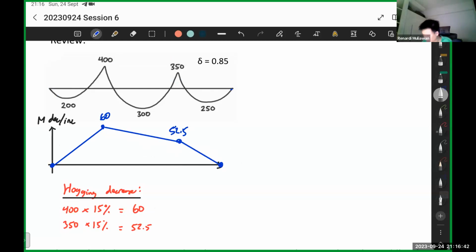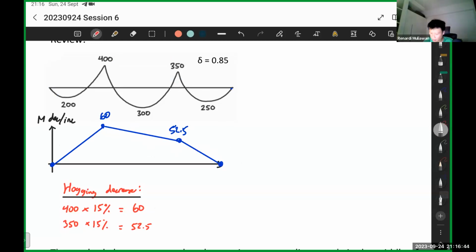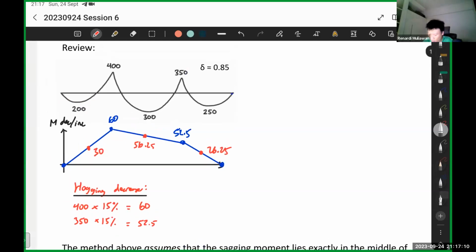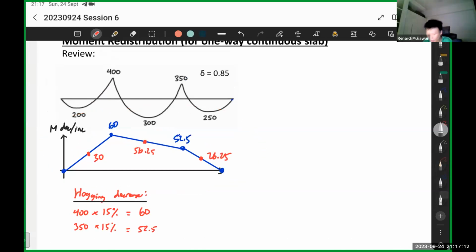Right? So this one again, just review. Now here's the difference. Back in the day, we assume that 200, we just take the middle. So in this case, this one is 30. This one is basically your average between 60 and 52.5, which is 56.25. This one is 26.25. So this is the way that you usually do it.